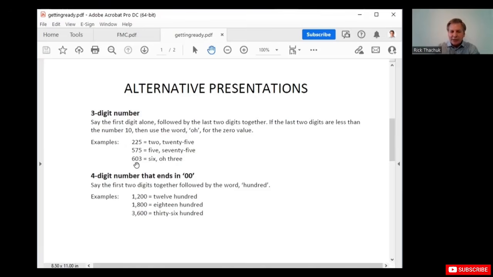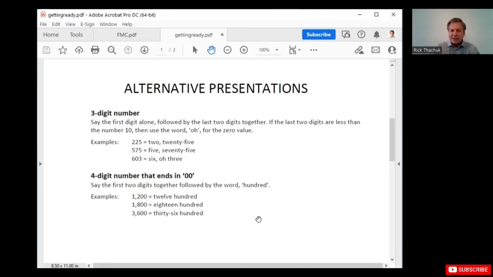And finally, when we have a 0 here, so the last 2 digits are less than 10, this 0 here, I will refer to as O. So I will say six hundred three. I can also say six hundred three, but I'll say six oh three as a way of saying this a little bit quicker.